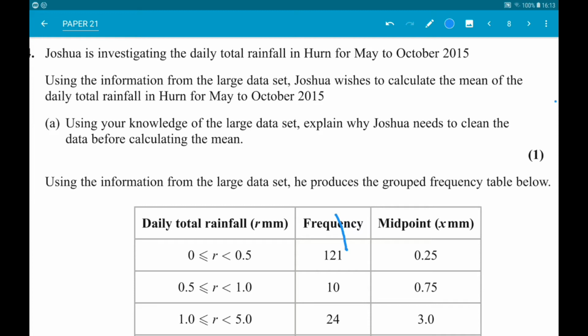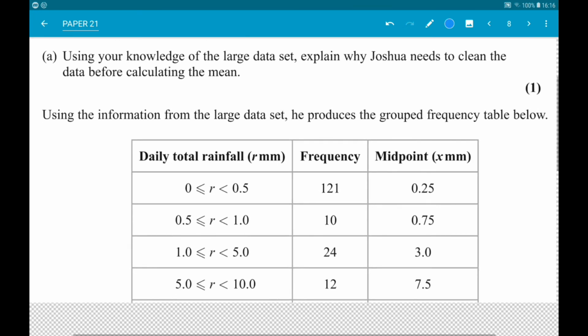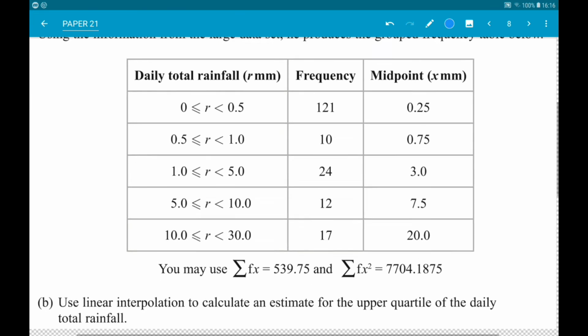So, in the large dataset, which you can get from the Edexcel website if you really want to, some of the days for rainfall have trace instead of numbers. So, what you would need to do is ignore any days where there was a trace and then calculate the mean using all the others. Using the information from the large dataset, he produces this grouped frequency table. Very exciting.